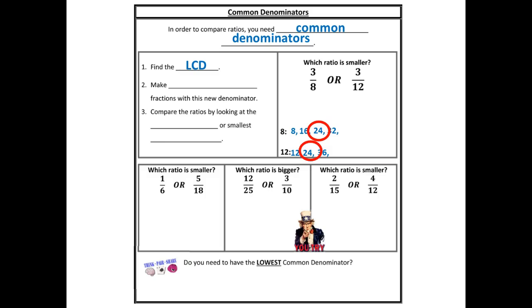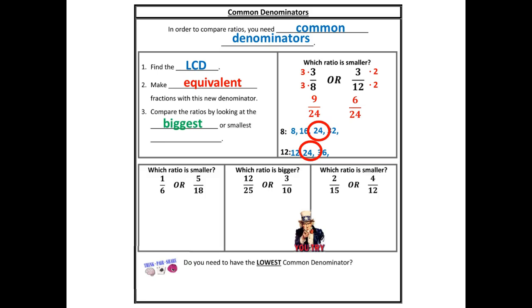Now that I know what my final denominator needs to be, I need to make equivalent fractions with this new denominator. You can either set up a proportion with 24 as the new denominator and cross multiply, or if we look at the multiples of 8, 24 is the third multiple. So I'm going to multiply top and bottom by 3. Same thing with 12. 24 is the second multiple, so I can multiply top and bottom, my numerator and denominator, of the ratio that has a denominator of 12 by 2. When I multiply those, I get 9 24ths and 6 24ths.